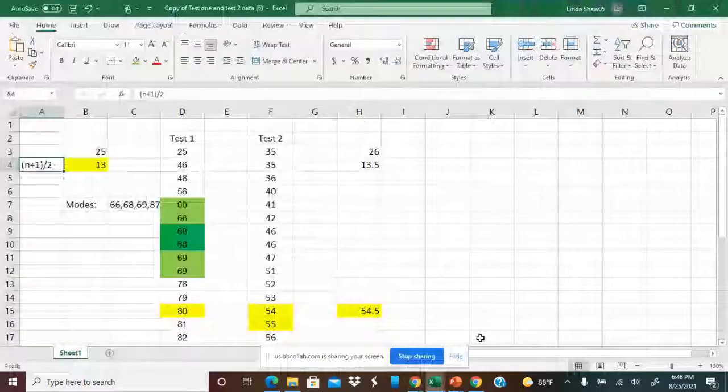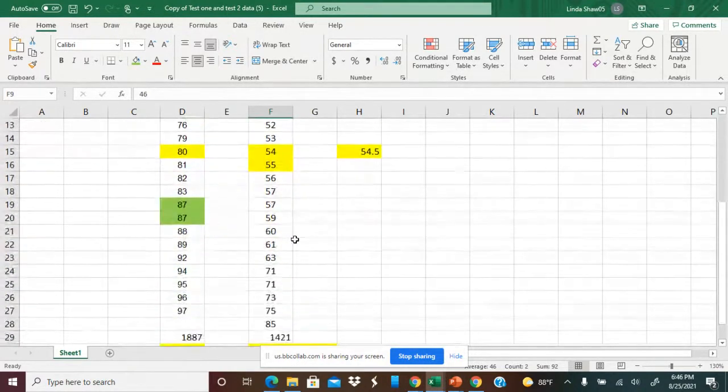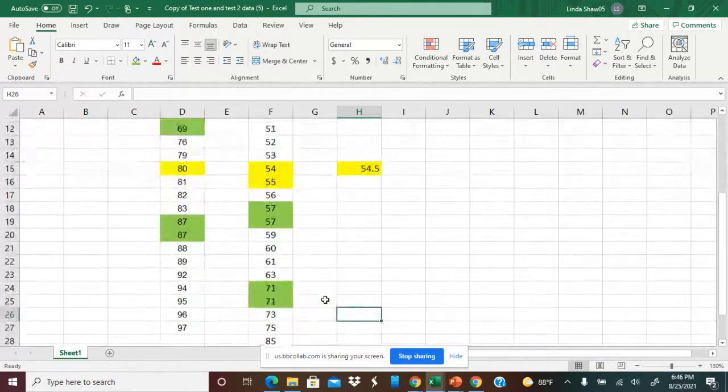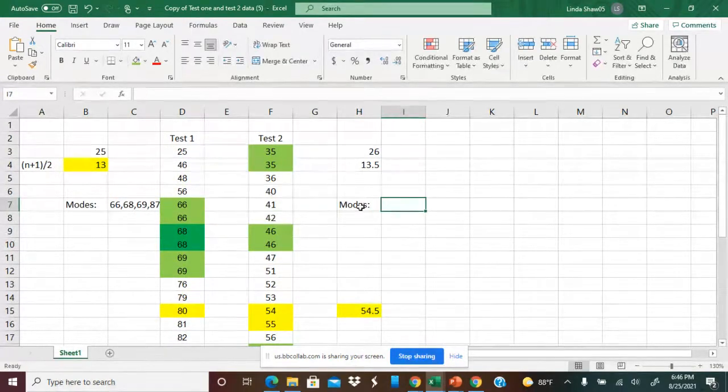I'm sorry. Okay. So I see 35 has appeared twice, and 46 has appeared twice. I'm just going down the list looking for what appears more than once. I see 57, and then I see 71. And nothing appears 3 times. So again, we would have 4 modes, which in this case would be 35, 46, and then we also had 57 and 71. So those would be my 4 modes for test 2.